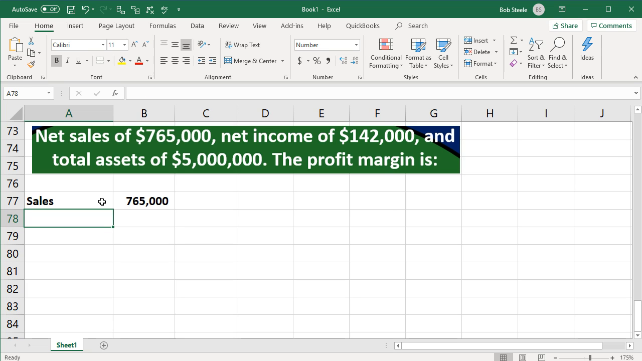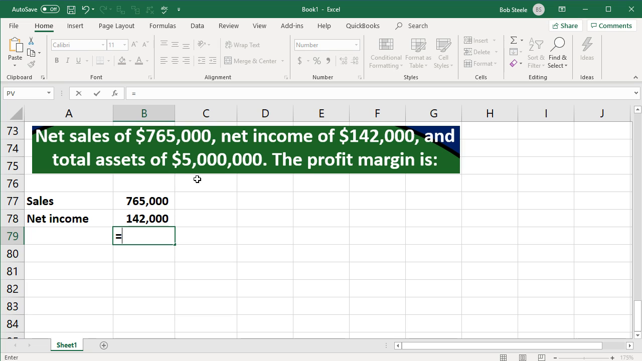We're going to compare that to the bottom line of the income statement, that being net income. So net income and net sales, not the same thing. Net income, bottom line of the income statement, that being the $142,000, and then we have the total assets of the $5 million. We're looking for the profit margin. Now, profit margin, you're thinking income statement. So we're not really considering the total assets. That's there to throw us off. They're giving us added information, not necessarily information that we need for the problem at hand.